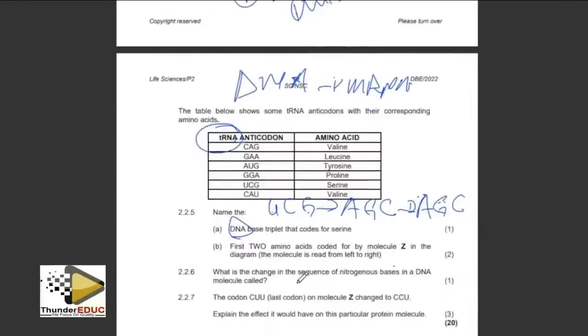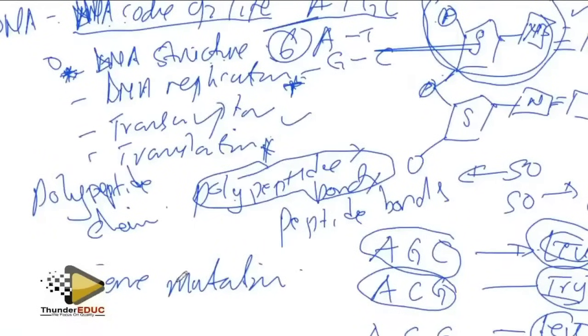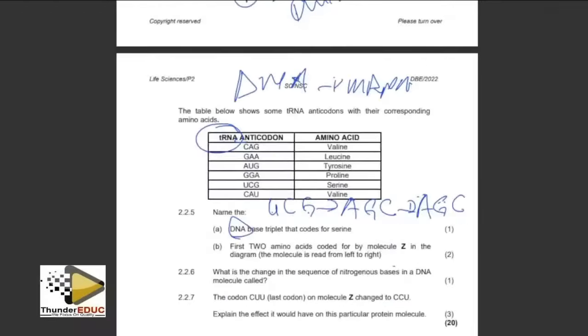What is the change in sequence of nitrogenous bases? I've talked about it here, these changes are gene mutation, a sudden change in the sequence of DNA. So that's what you call a change in the nitrogenous bases. When they change the sequence, then automatically you're going to have a different protein structure if it codes for a different amino acid. So what is a change in a sequence of nitrogenous bases in DNA code? Gene mutation, or mutation.